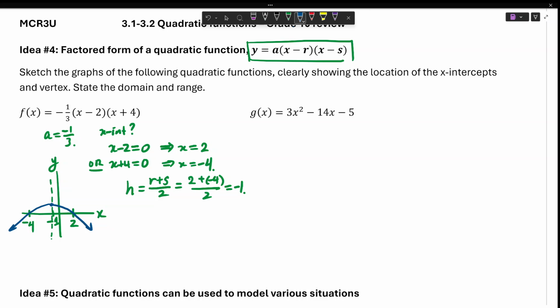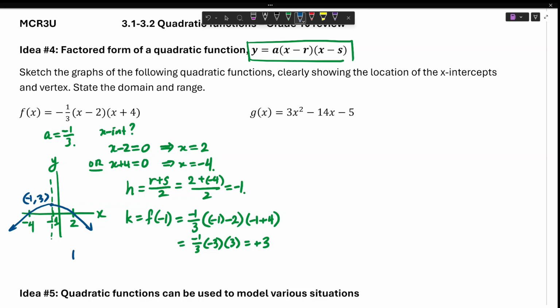If you want the actual vertex, though, you want to think about what the actual k value is. Since we know that the vertex occurs at x equals negative 1, we just need to put in negative 1 into the function. So negative 1/3 times negative 1 minus 2, times negative 1 plus 4. I think when you evaluate this, you're going to get positive 3. Yeah, that seems right. So finally, our vertex is at negative 1, positive 3.